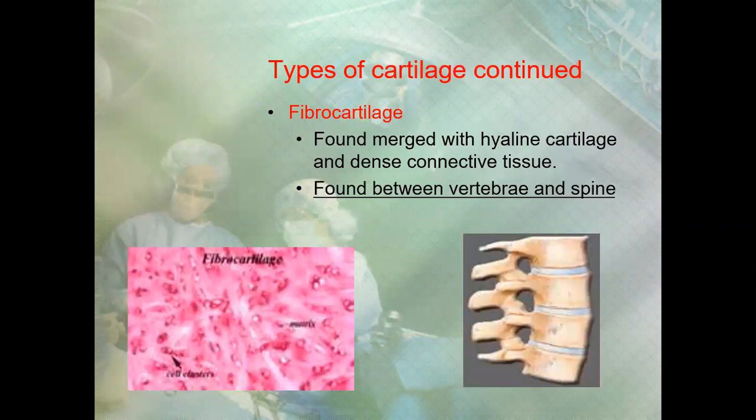Finally, we have our fibrocartilage, and this is found between bones, for example, in your spine, areas where we need very dense connective tissue. It really has very little, if any, give. So this would be found in between your vertebra, in between the discs of your vertebra. And that's the only spot we're bringing up right now.